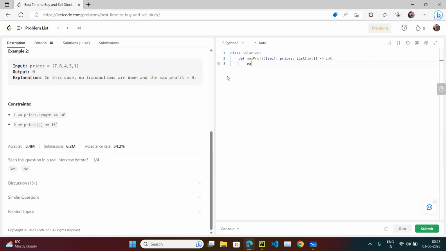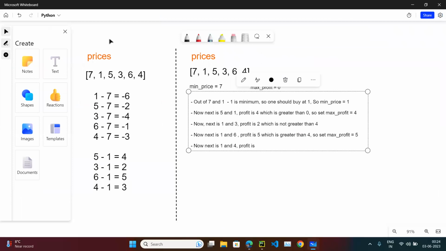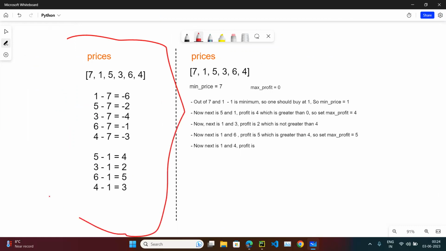So how are we going to solve the question? We know we need to find the maximum profit. The first approach is to try each and every combination. As an example, looking at this scenario where I'm putting the line, if I purchase at 7, then what will be the profit if I sell at 1, if I sell at 5, if I sell at 3, if I sell at 6, if I sell at 4? By keeping 7, I will check with every other day.